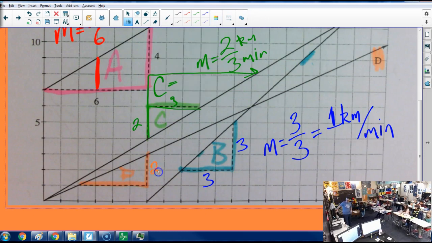Yeah, because we have 2 and 4. So Hazel went ahead and said, well, 2/4 reduces.